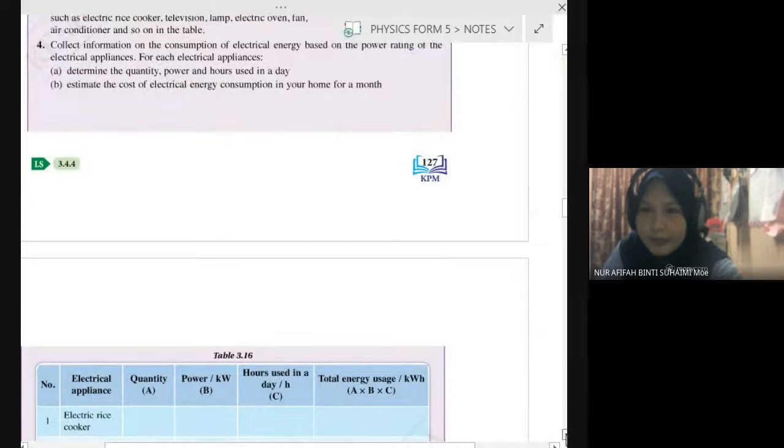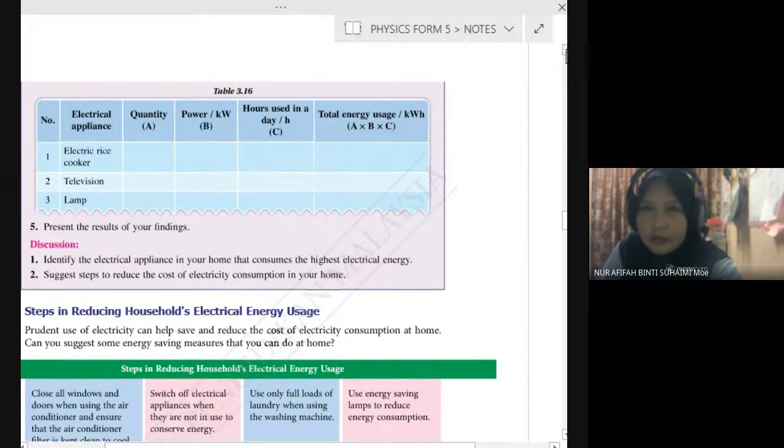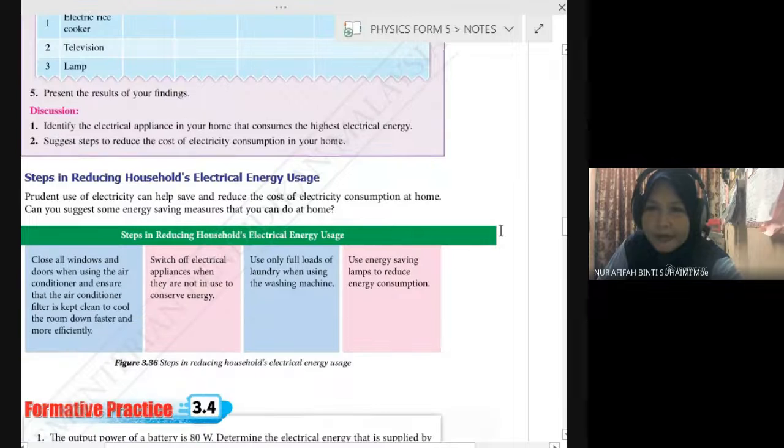Okay, an example below. Quantity, how many. Rice cooker. What is the power for the rice cooker? How many hours used? Okay, and then find the total energy used: A times B times C. 2 rice cookers. What is the power? 100, let's say. And then how many hours used. If it is 100 watts, it is 0.1 kilowatt. Time, how many hours? One rice cooker, 1 hour. If 2 rice cookers, times 2 here. This one is 1 hour. Okay, then find the total.